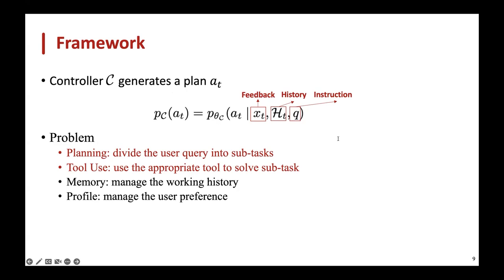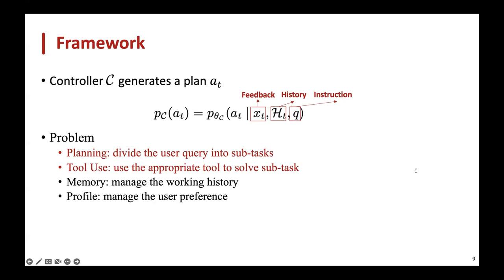So for instance, given an instruction such as I want to book a flight to Beijing next week. The controller first infers that the user's goal is to reserve a flight with Beijing as the destination, and next week is the travel time. The model then selects the airline reservation system as the tool. Finally, its input is the time and the destination as the primary plan. After the plan is generated, it will execute in the environment, and the environment will return some feedback.